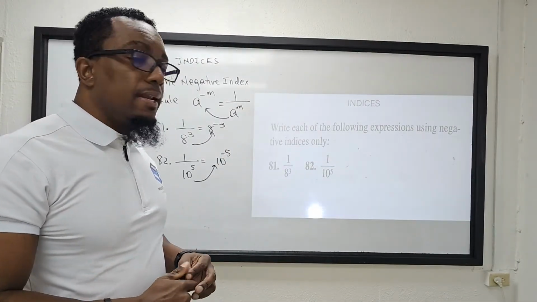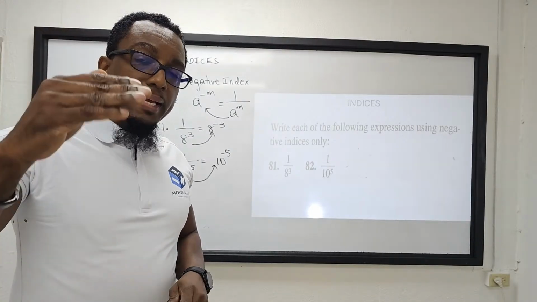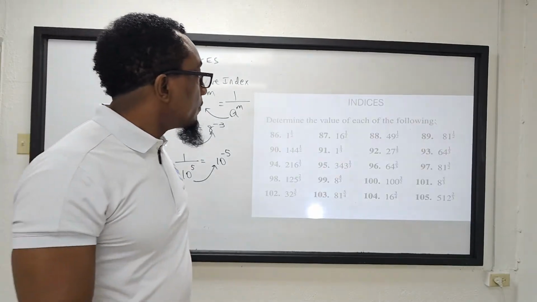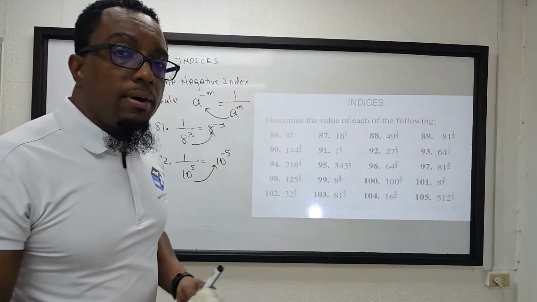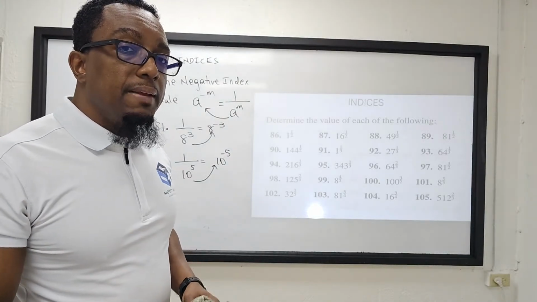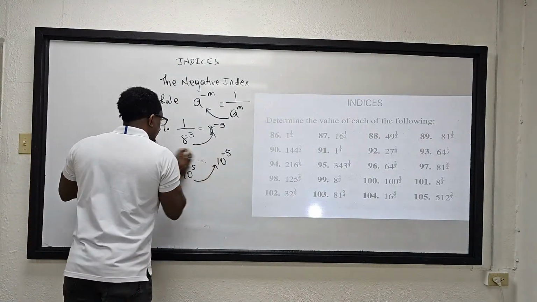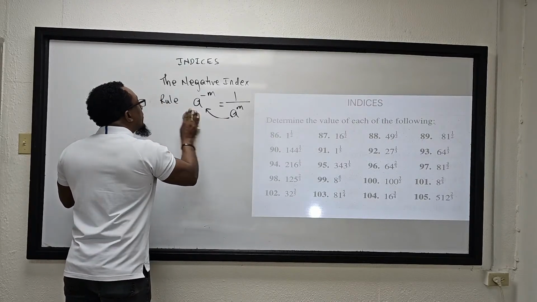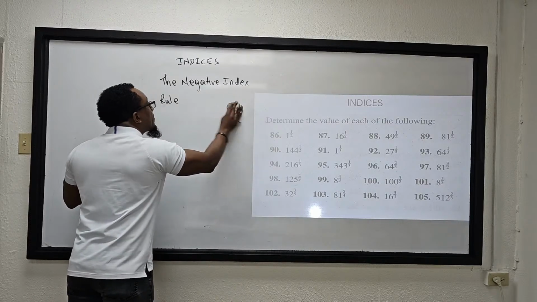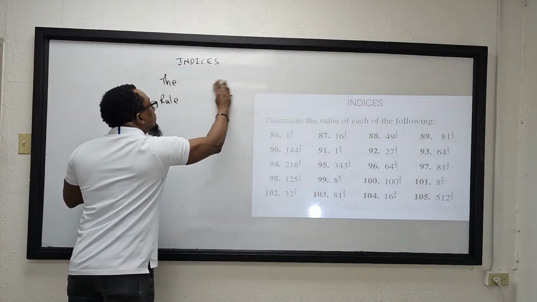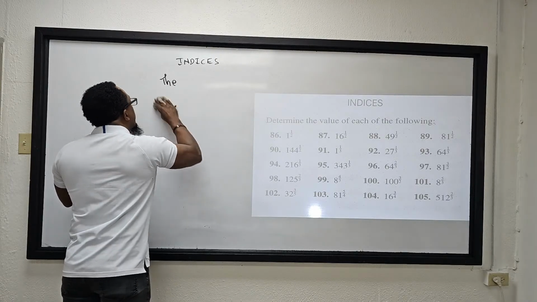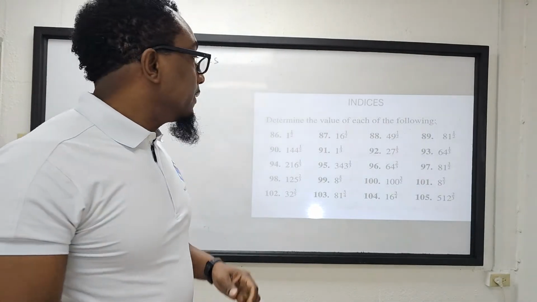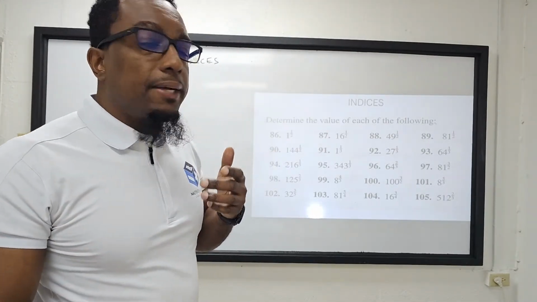So make sure we understand the law of the negative index. So we move from negative to positive and vice versa. Alright? Okay. Let's look at the last law of indices where the power can be a fraction. So, we're looking at the law where the power is a fraction.